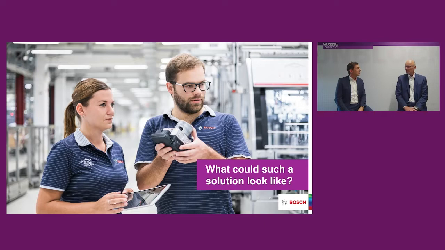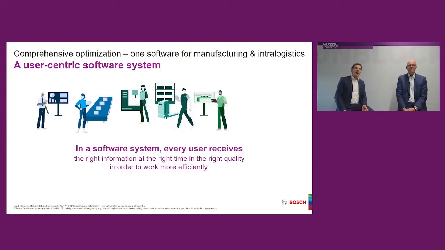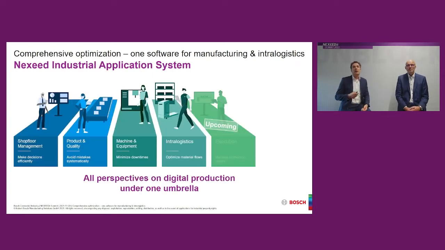You have now given us a feeling of all those challenges, similar to what I described in the masterclass. But what should such a solution look like in detail, covering all this? Well, we think it's necessary to have one system which covers the functionality for specific use cases, so that users receive the right information at the right time and in the right quality. Altogether, we have implemented this with the Nexeed Industrial Application System, which is on the next page.